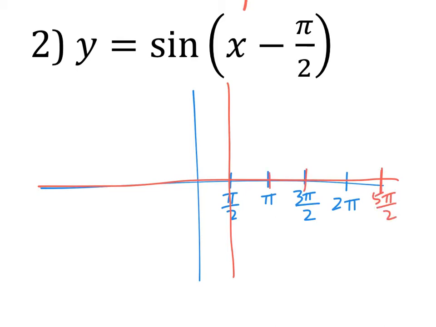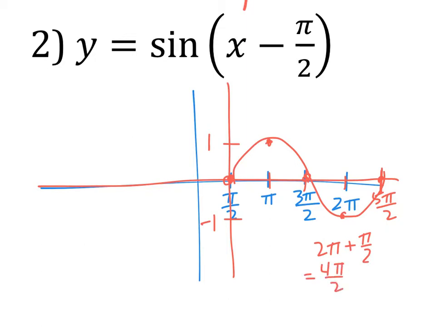Okay, so half of that again, and then this goes up 1, down 1. And then I'm going to start at 0, up, down, down, up. Yep. 5 pi over 2, so 2 pi plus pi over 2. That's 4 pi over 2 plus pi over 2. That's 5 pi over 2. So basically I added another pi over 2.